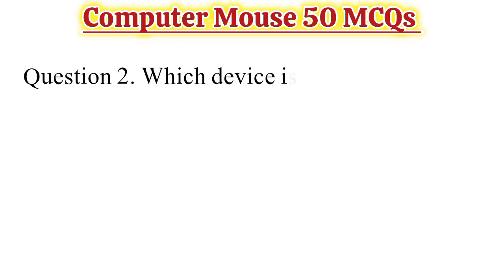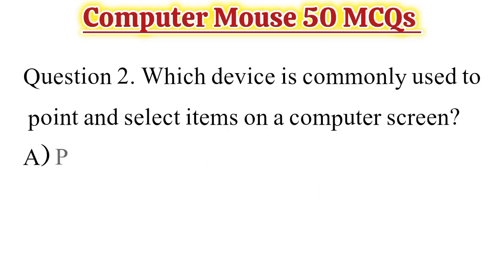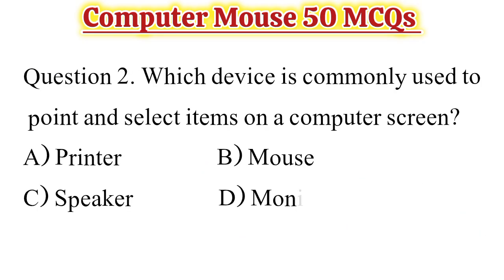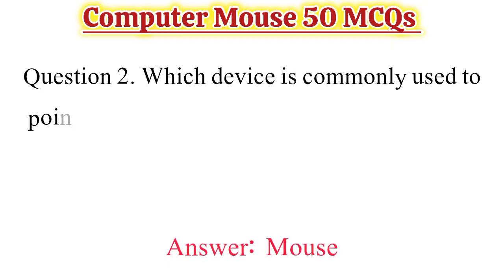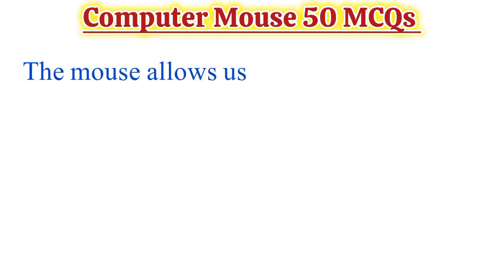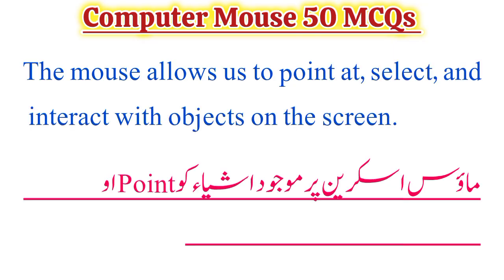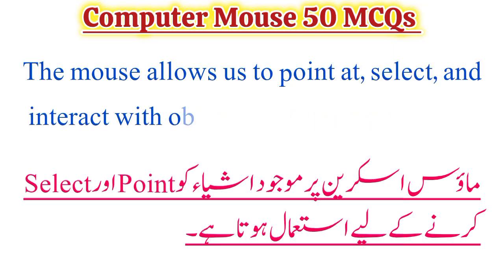2. Which device is commonly used to point and select items on a computer screen? A. Printer. B. Mouse. C. Speaker. D. Monitor. Answer: B. Mouse. The mouse allows us to point at, select, and interact with objects on the screen.